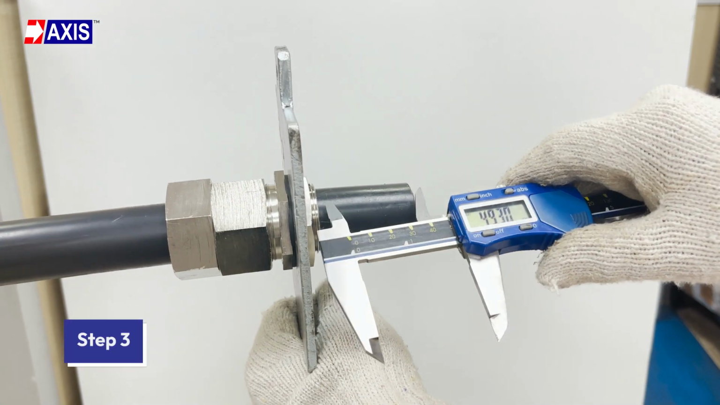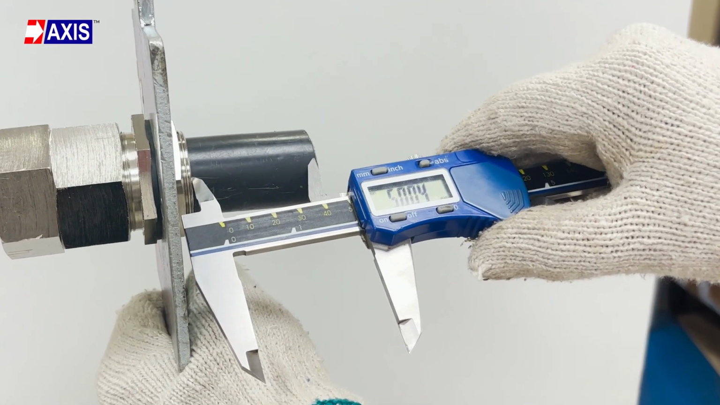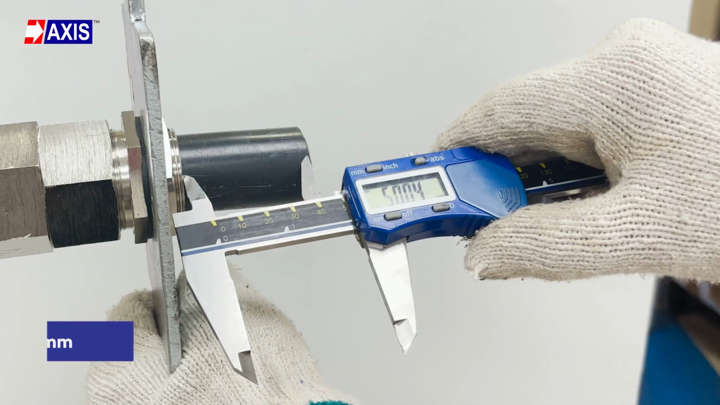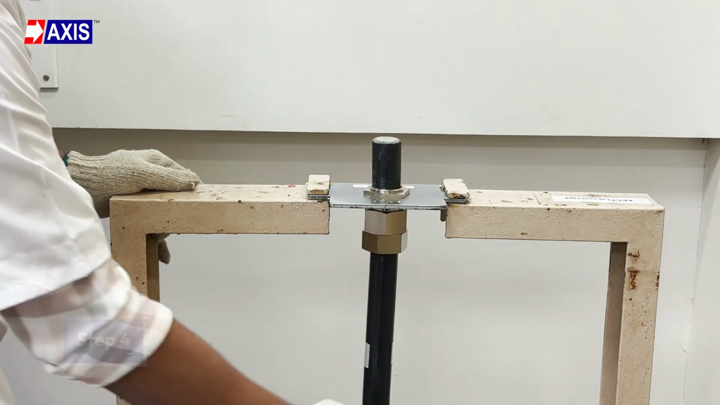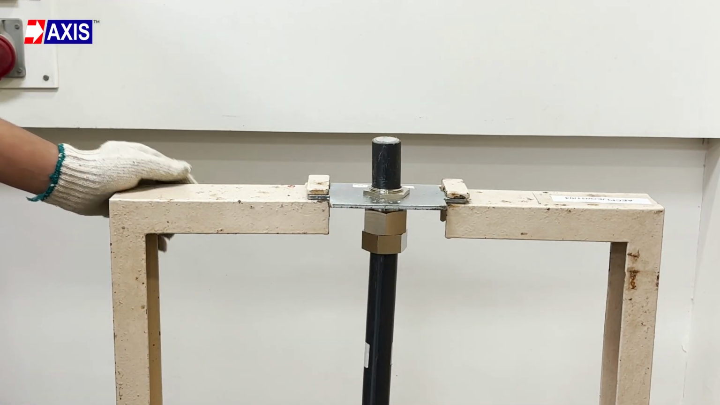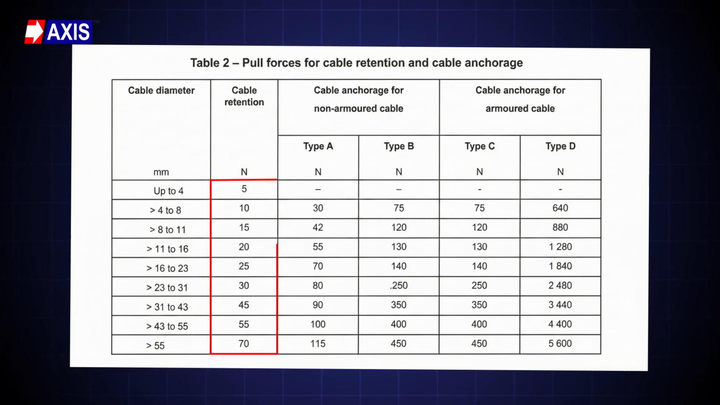Step 3. Measure the displacement on the cable before the test. As you can see, our pre-test displacement is 50.4 millimeters. Step 4. Assemble the gland on the test equipment. Apply a tensile load to the cable as specified for the gland size, typically between 5 and 17 newtons.